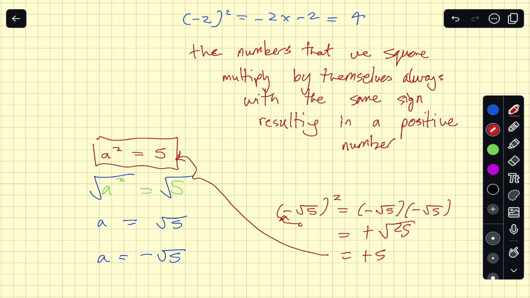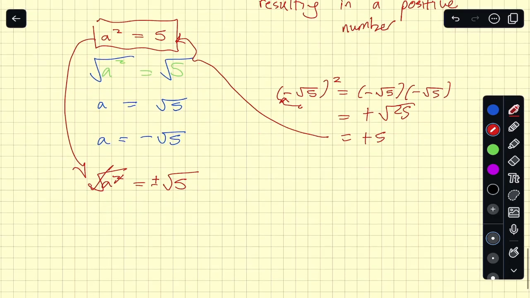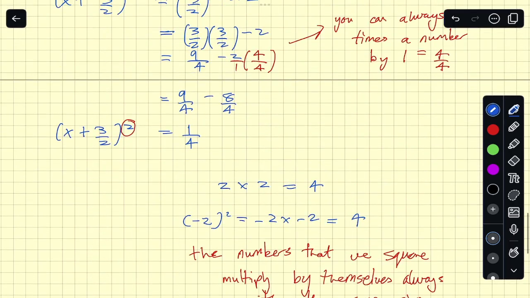So what do I do when I want to write a general answer? From here to here, the correct method is a squared equals 5. I'm going to square root both sides, but on the right hand side I'm going to do a plus or minus. A squared equals 5, square root, but on the right hand side I'm going to do a plus or minus. This is going to cancel out this square root and the square here, so you get a equals plus or minus root 5. Now for our question, I'll just copy it down real quick.